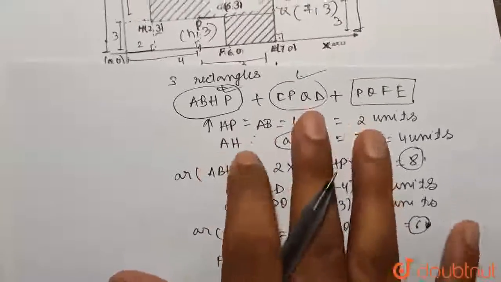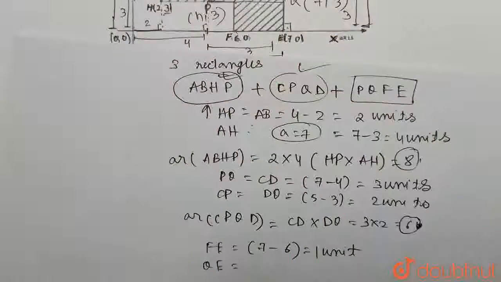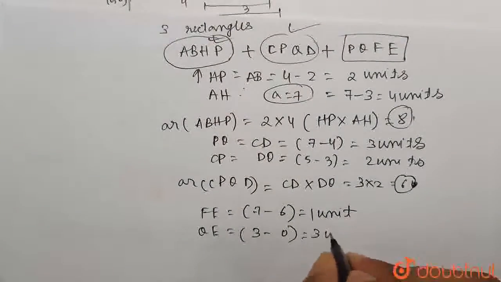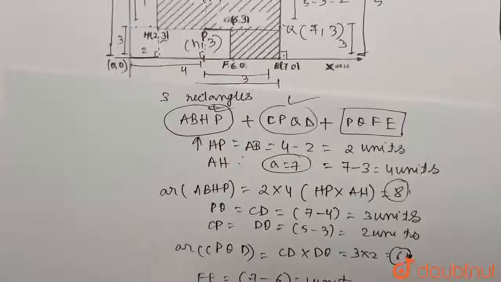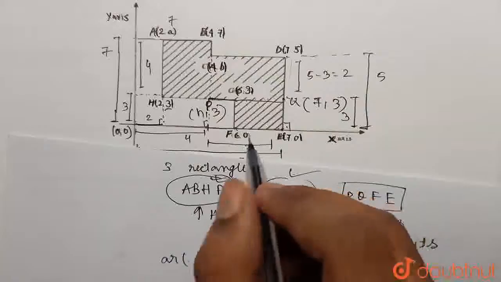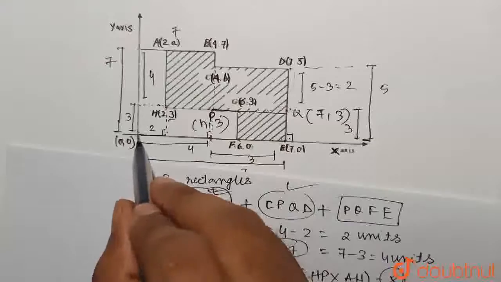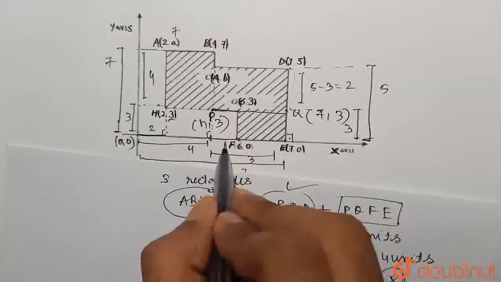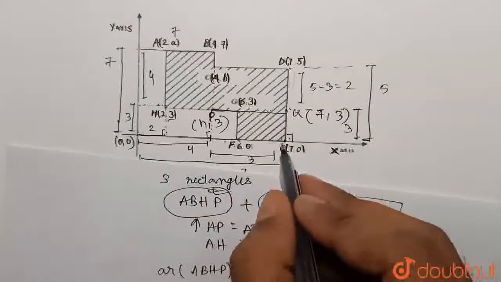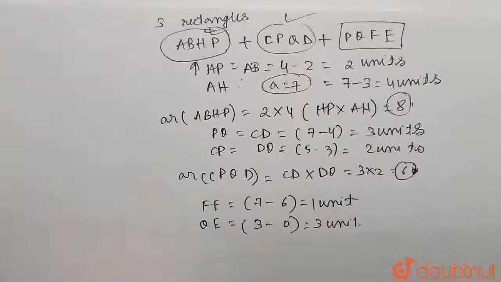For the breadth part, QE, you again just subtract the y coordinates. So that is 3 minus 0. So this will be equal to 3 units. Here, guys, the difference between the x coordinates will give you the length, because this whole length OE is 7 and this OF is 6. So I can just subtract and get the length of FE. So FE is 1 and QE is 3.